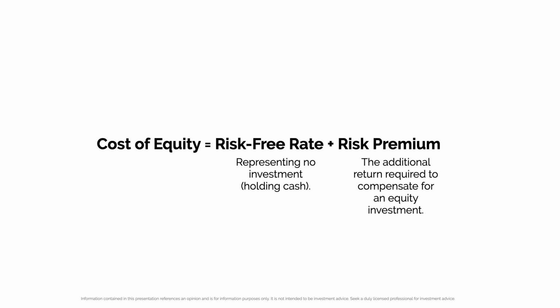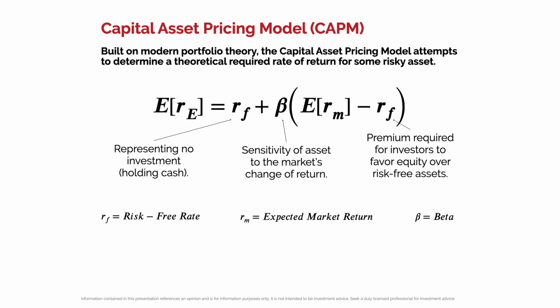So we use something called the capital asset pricing model, which is built on modern portfolio theory. The CAPM model attempts to determine a theoretical required rate of return for some risky asset. I, again, find this very fascinating. I really like these pricing models. There are all kinds of different ways that these models work. You have CAPM, you have another one called Fama French, the 3-factor, 5-factor models, but effectively they're all the same thing. They're looking at correlation.